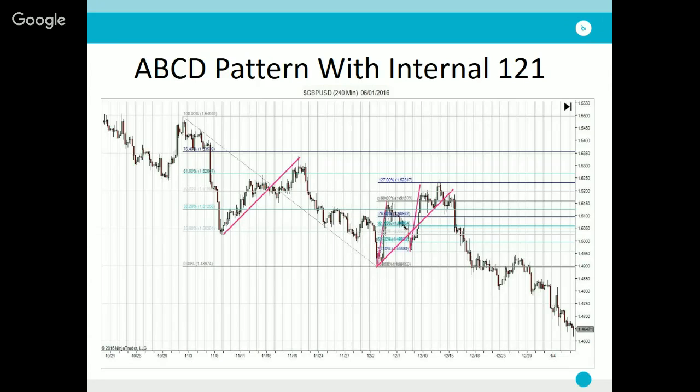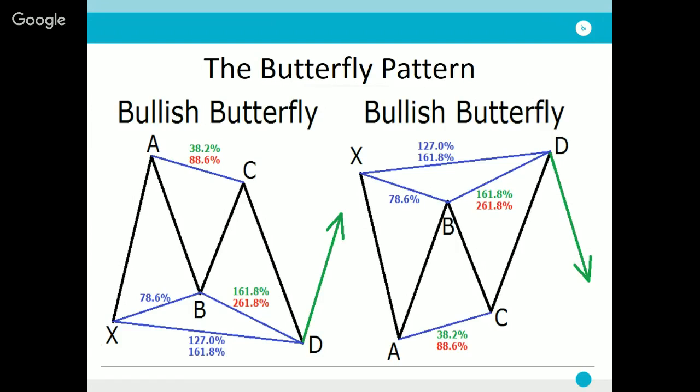Now, the final structure that we're going to take a look at in the session is actually an adaptation of the Gartley pattern, sort of a mutant Gartley pattern, if you will. And that is the butterfly pattern. So the butterfly pattern looks like this. And you'll see now why I label it a sort of mutant Gartley pattern, because the structure is similar, but it has some key differences.